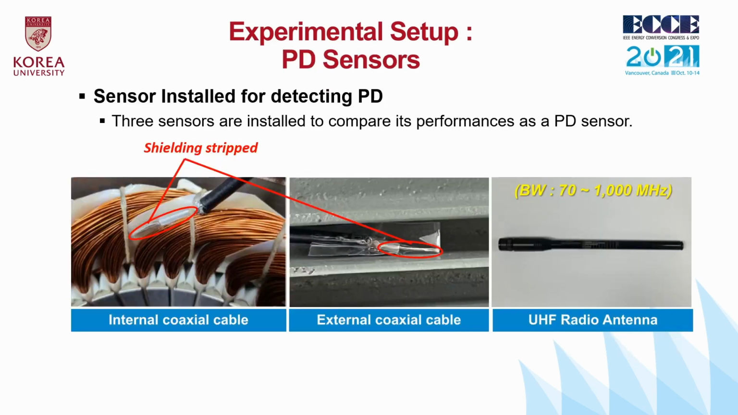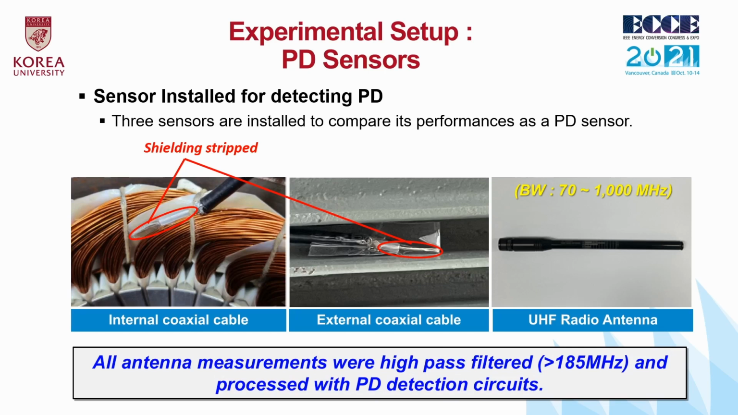Two types of monopole antennas were tested for detection of PD. Commercial coaxial cable antennas with 1 cm of conductor exposed were placed outside on the motor frame and inside the motor. Also, a commercial radio antenna with a passband between 70 and 1000 MHz was placed outside the motor. The signals from the 3 antennas were measured and processed for comparative evaluation of PD detection capability at different locations. All antenna measurements were high-pass filtered before processing with the PD detection circuits.